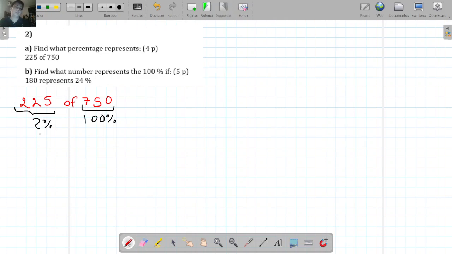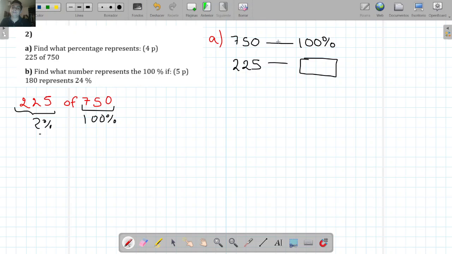So we are going to use the classic rule of 3. Well, the simple rule of 3. So we know that 750 represents the 100%. But the question here is, what percentage will represent the 225?